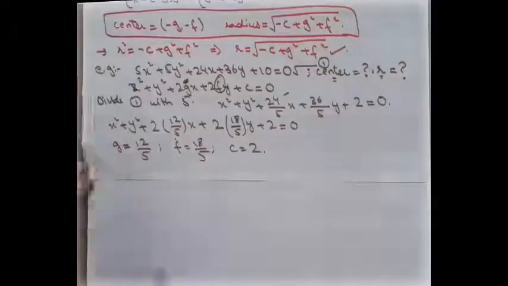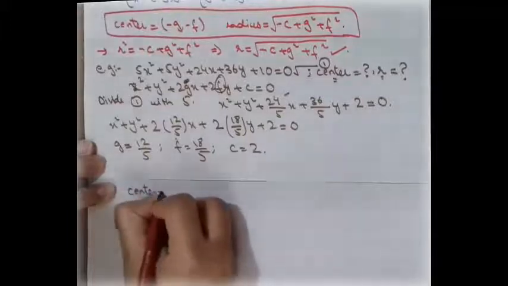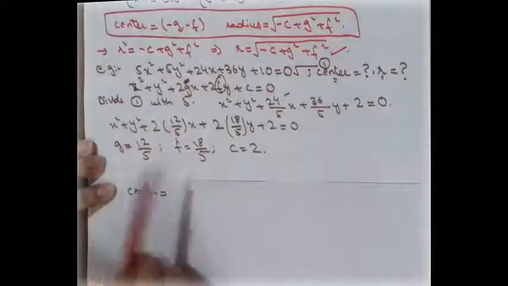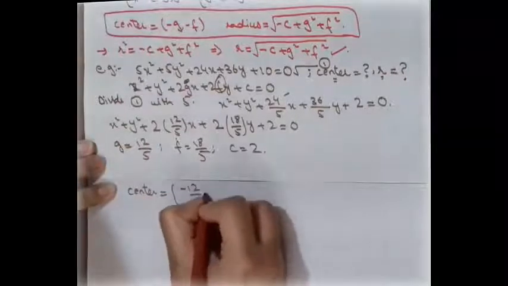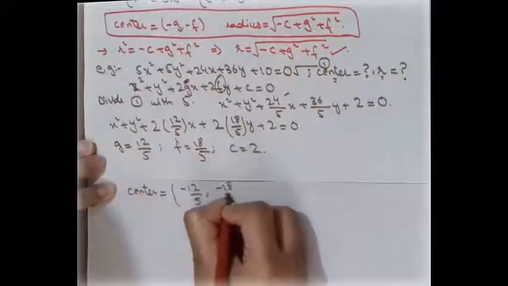We know what the center and the radius are, as we discussed here. Center is equal to minus g and minus f. So the center of this equation is minus 12 over 5 and minus 18 over 5.